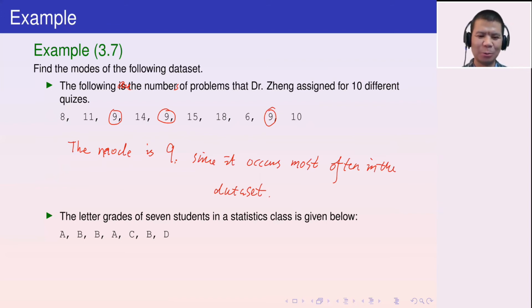So what is the mode? Do we have a mode? Yes. Okay, so I believe B is the mode, right? So B occurs 3 times, A occurs twice, C and D just single times. So the mode is B. Okay, so be careful here. These letter grades are not numerical values, right? They're qualitative values, not quantitative values. But the mode can also apply to qualitative values. The mode is B.